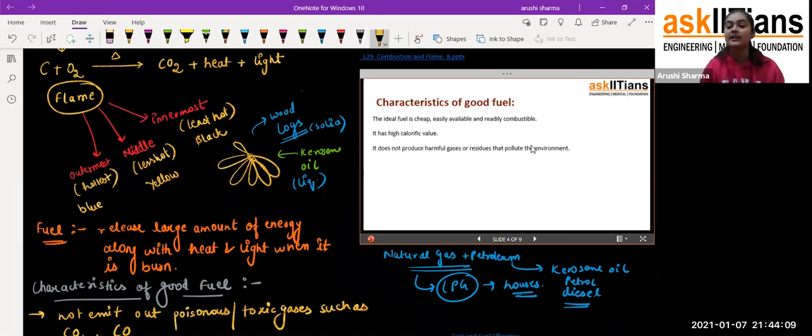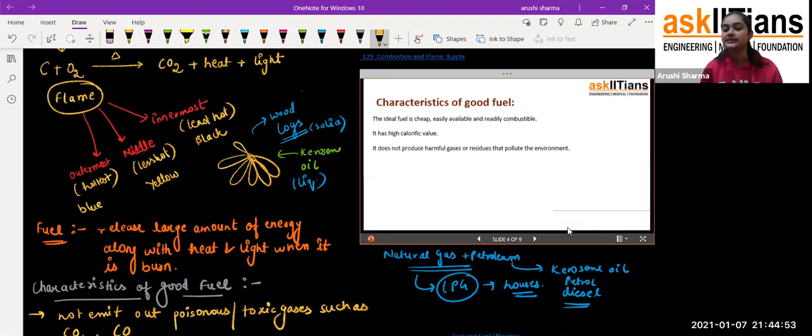Because, students, due to the release of carbon dioxide in the atmosphere at a high rate, the temperature of the earth is increasing. And if the temperature is increasing, the glaciers are melting, and that is the cause of global warming. You know that global warming is a topic of debate these days. So a fuel should not emit such harmful gases that pollute the environment. It should be pollution free, and should not create ashes or residues. Fine, that is called a fuel, and these are the characteristics of a good fuel.